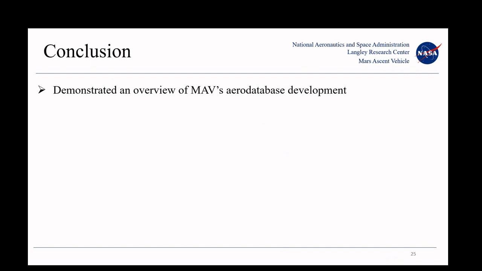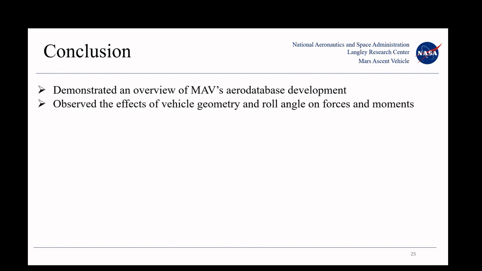Okay, favorite part, conclusion. Demonstrated an overview of MAV's aerodynamic database development based on the mission that has been described, especially for the first stage burn trajectory points. We've observed several effects of vehicle geometry, especially with the ramp and the protuberances. They affect our pitch moment and roll moments, and we've used that data to bound our uncertainties in case we do have these geometry changes when it comes to future designs.